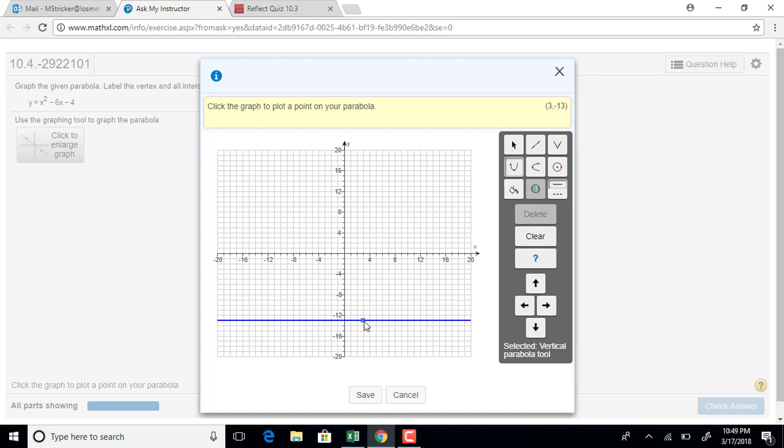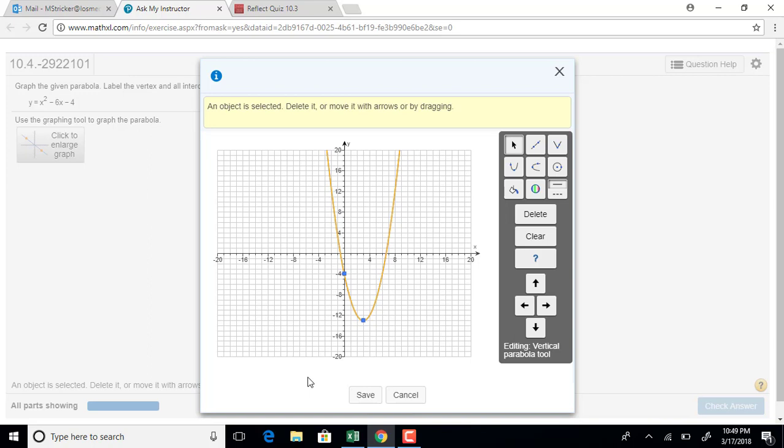Now on paper you would of course need to do a few more points, but all you really need is the y-intercept, which is really the easiest point. So when you plug in 0 for x, you get that y is negative 4. So I can just do a second point here at negative 4 on the y-axis. And that gives me my graph.